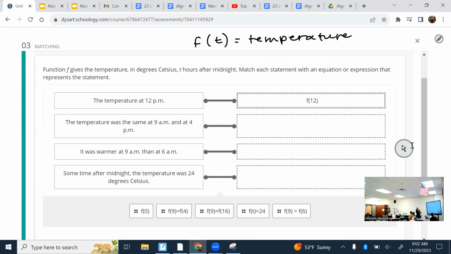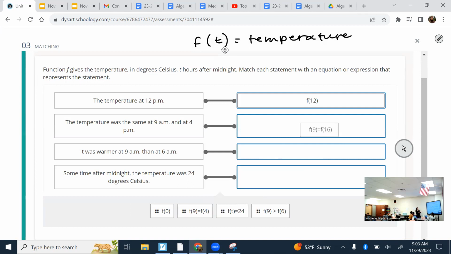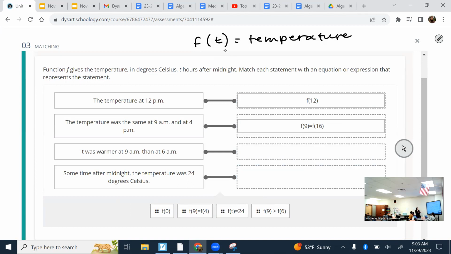Now, the temperature was the same. What's another word for the same? Equal, so we need an equal sign between these 3. It was the same at 9 a.m. and at 4 p.m. And keep in mind, it has to be hours after midnight. So how many hours after midnight is 9 a.m.? 9 hours, so I need an input of 9, so now we're between these 2. And how many hours after midnight is 4 p.m.? Definitely not 4 hours after midnight, right? 4 p.m. is 12 plus 4, which is 16.